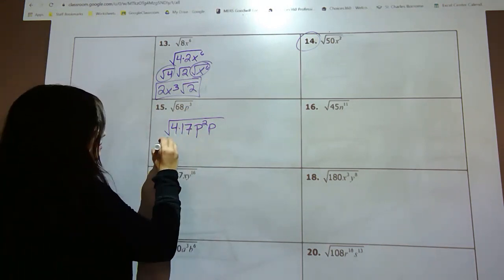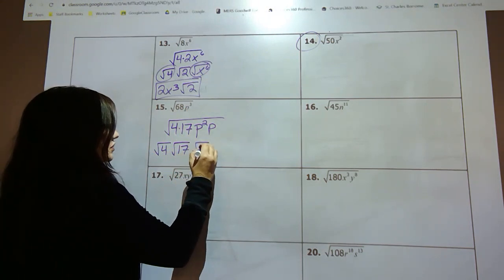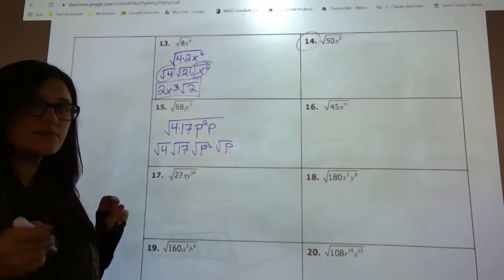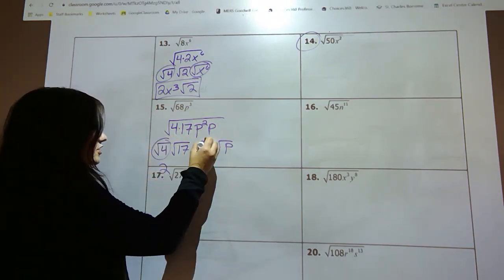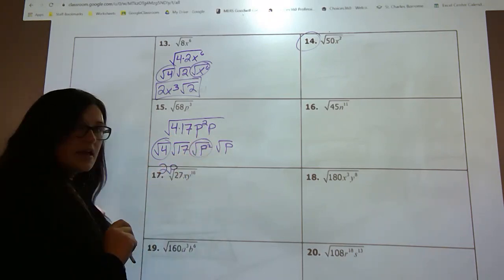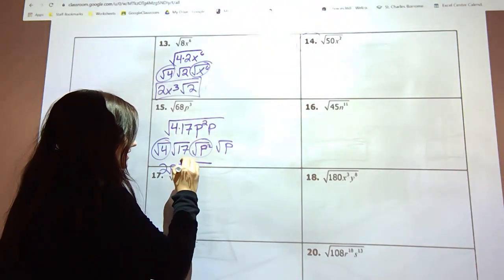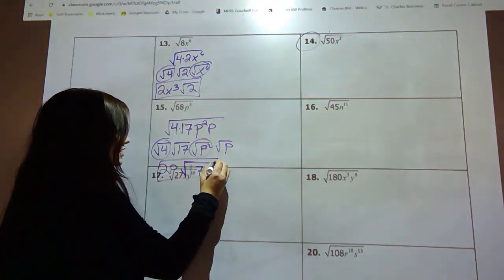So I'm going to split it up. Square root of 4, square root of 17, square root of p squared, square root of p. Let's simplify our perfect squares. Square root of 4 is 2. The square root of p squared is p. Now 17 and p aren't perfect, so I'm going to stick them back inside of the same radical. Okay, we won't ever have 2 radicals in one expression.